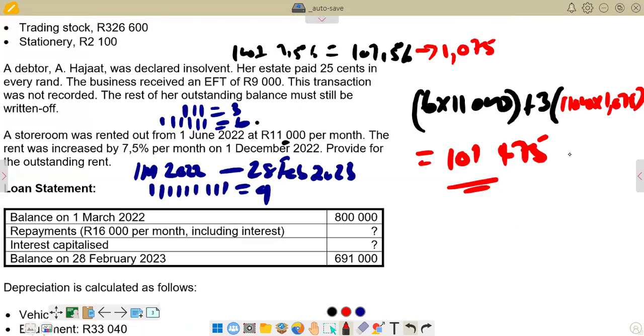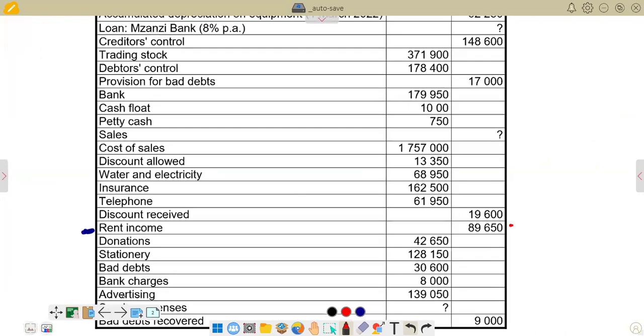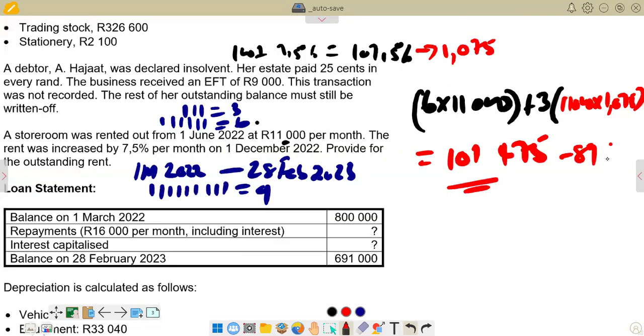So here we are saying minus 89,650 to get the amount of the accrual. If we subtract there, we are going to get 11,825. So this is the figure that you have. This is an accrual of rent income of 11,825.